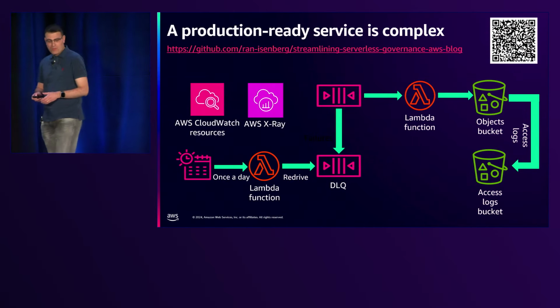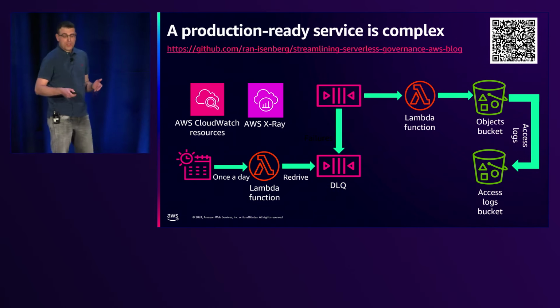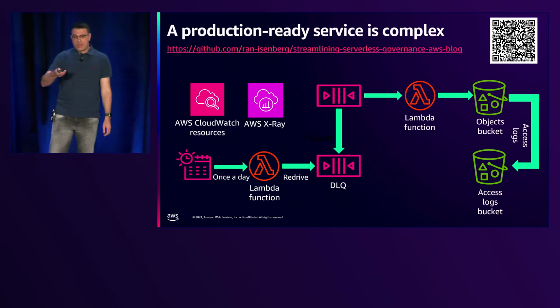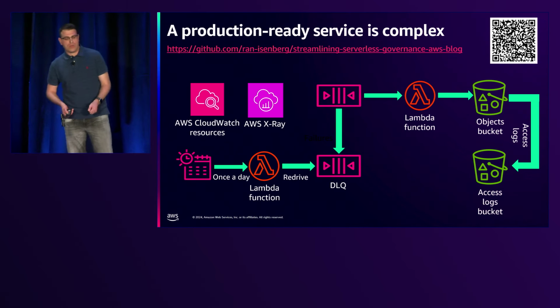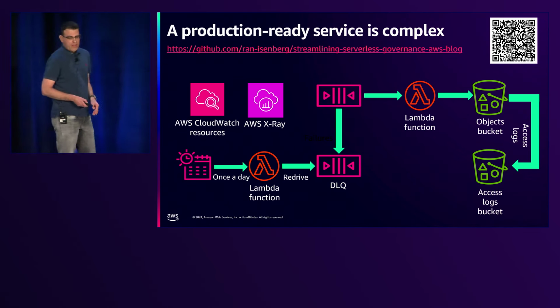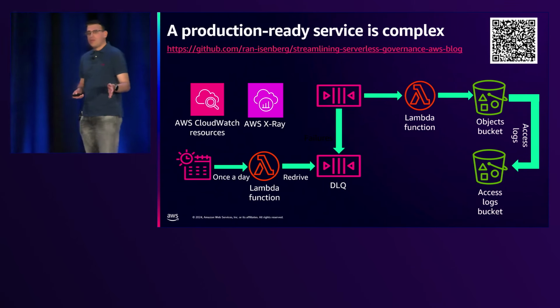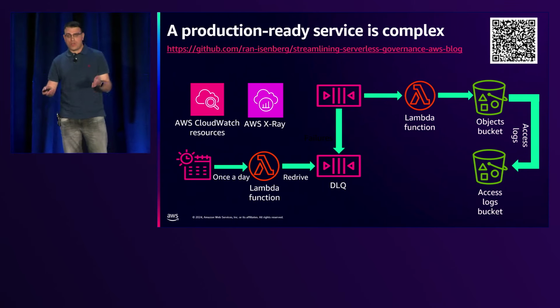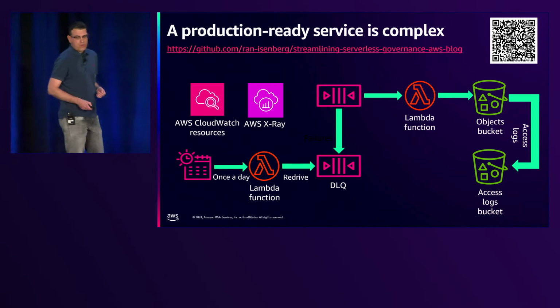Okay, so we started with 3 icons, and we've ended up with 9 icons, which is quite a lot. And again, like I said, you can check out the entire GitHub repository with the CDK code, CI/CD pipeline, testing, everything is there in the GitHub repository. But my point here is that building a production-ready serverless service is complicated, right? It takes a lot of effort.